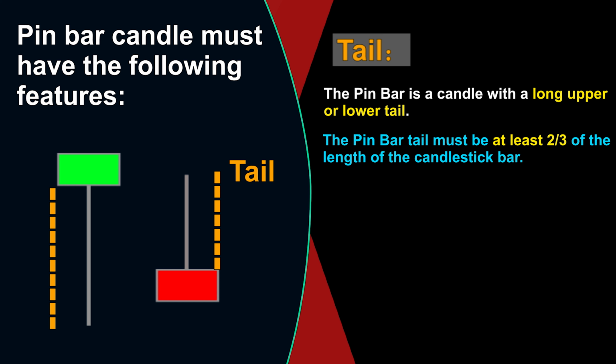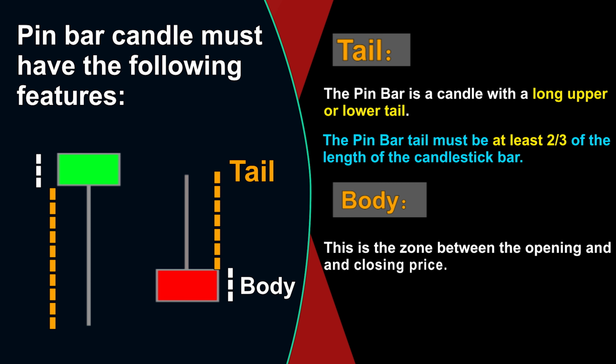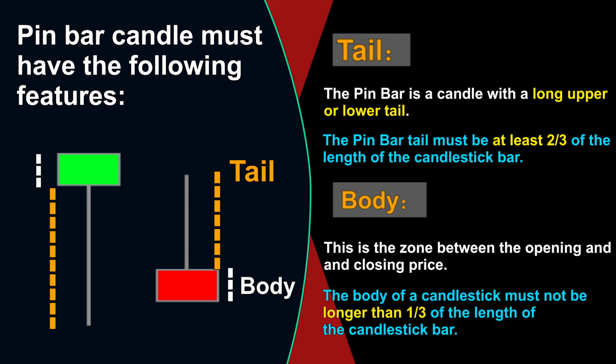The pin bar tail must be at least 2/3 of the length of the candlestick bar. Longer tails on a pin bar indicate a more significant reversal and rejection of price, thus long-tailed pin bars tend to be a little higher probability than their shorter-tailed counterparts. Body. This is the zone between the opening and closing prices. The body of the candlestick must not be longer than 1/3 of the length of the candlestick bar. The opening and closing prices of adjacent bars are close to each other, or may be equal.